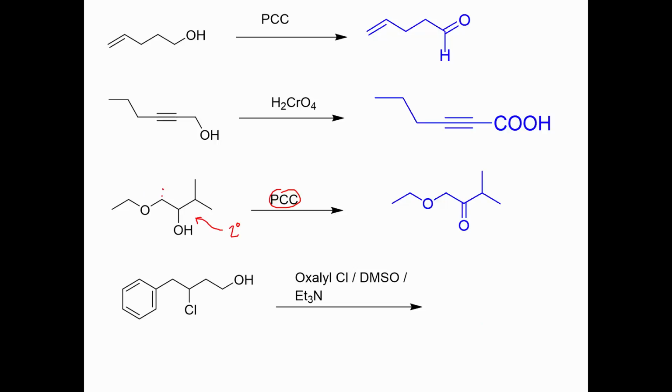Recognize that there is this extra carbon here, so this is a ketone and not an ester. An ester would have the oxygen directly attached to the C double bond O carbon. In this last one, we have the Swern oxidation. Again, this reaction only occurs at the alcohol, and this produces this aldehyde right here.